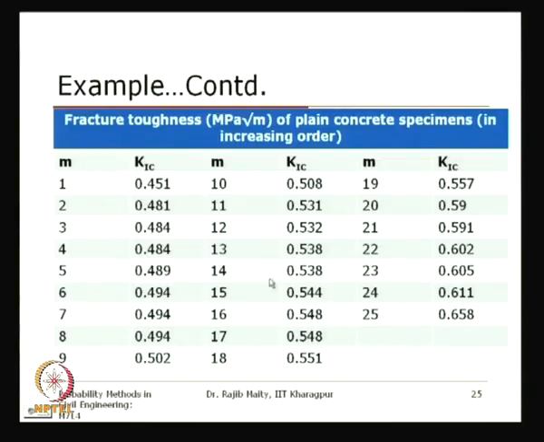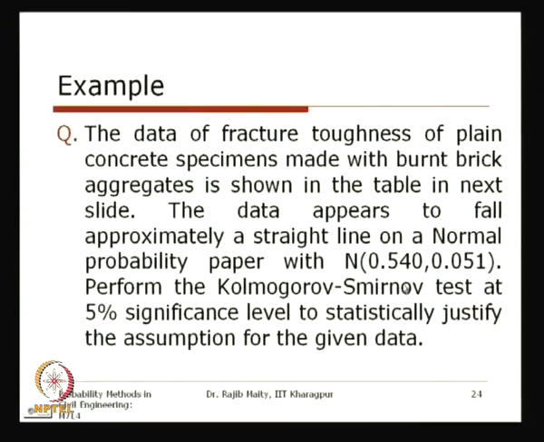So there are a total of 25 samples, 1 up to 25, and this KIC, which is the notation for fracture toughness, is arranged in increasing order, from 0.451 to 0.658. We have to test whether this data set follows the normal distribution or not, with the normal distribution having parameters 0.54 and 0.051.